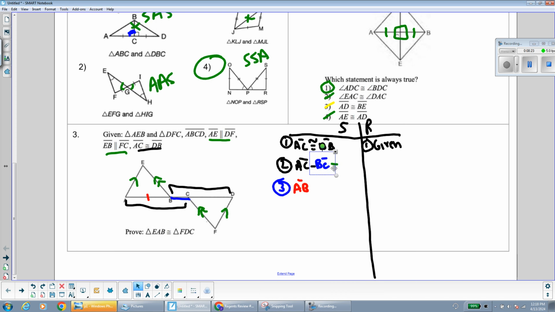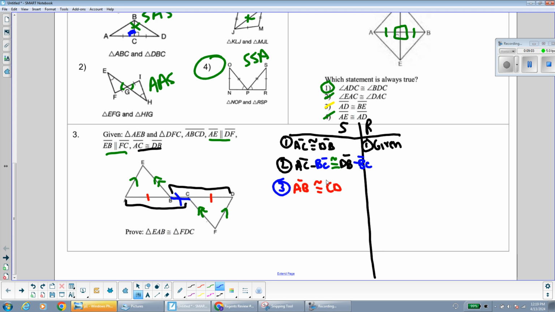Oops. Keep switching me off the marker. On the other side, I'm starting with DB. And I want to be left over with CD. So I'm going to take DB and I'm going to subtract away this part. So I'm left over with CD. This part also happens to be BC. So here's my subtraction.